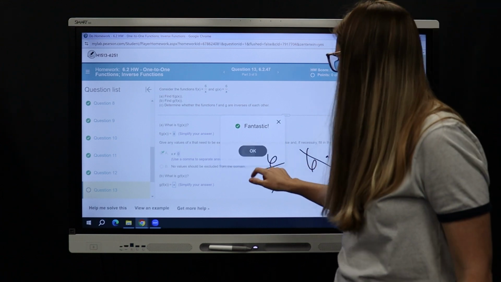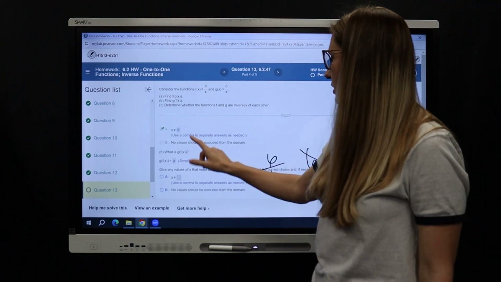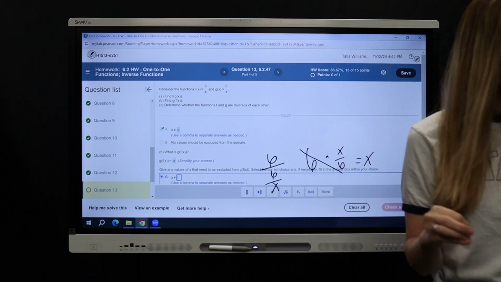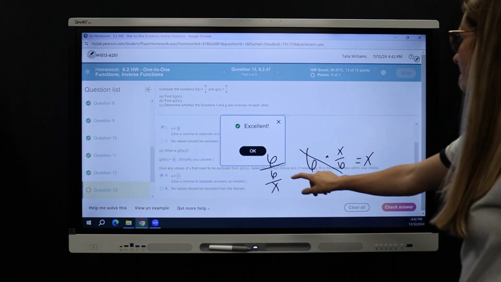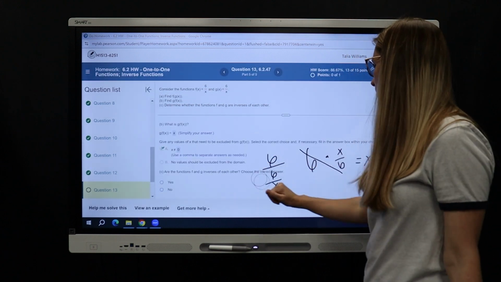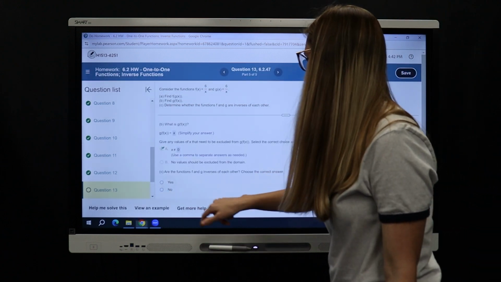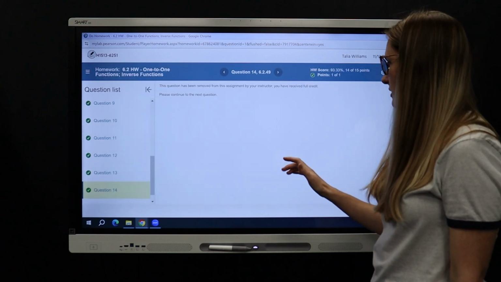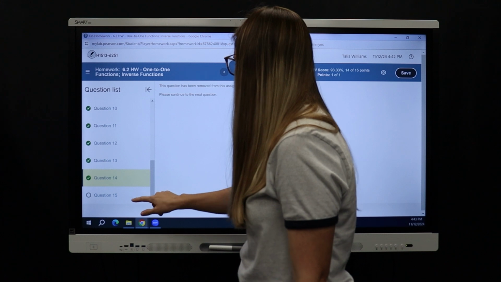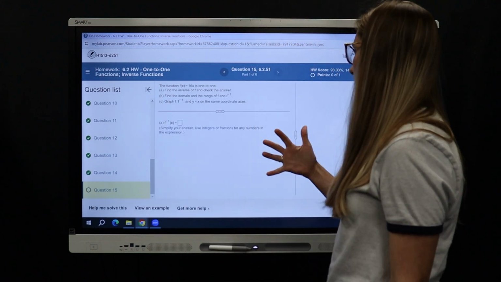And then same thing, since x is in the denominator of both of these, if we put 0 in it, it would make it undefined. And then are these inverses? Yes, they are. I removed this one because it just seemed like it was going to be a lot of extra work.